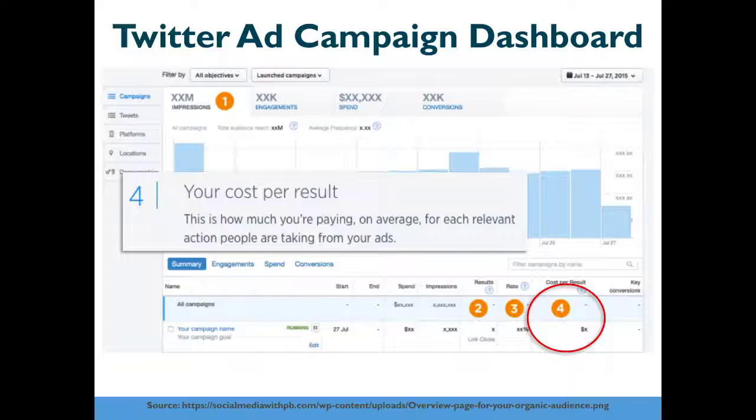So this is how much you're paying on average for each relevant action people take from your ads. A lot of people may see your ad, they may get the impressions, and you may be paying a certain amount for 1,000 impressions, for example, for a follower campaign. But how much do you actually pay per person that responded and that did what you hoped that they would do, that met your objective? So that's where this would show up here under cost per result in number 4.